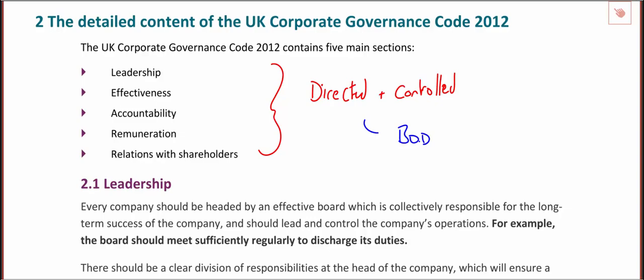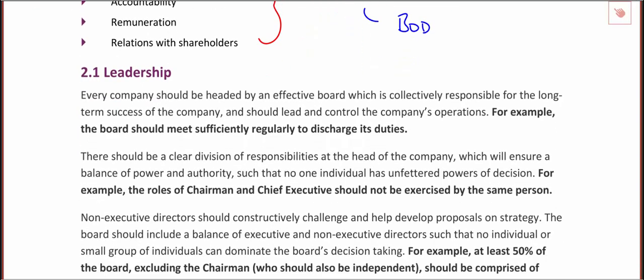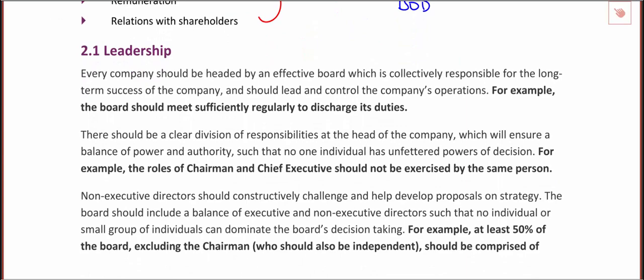We're going to go through those sections one by one. Okay, so the first section, leadership. So we're going to make sure that the head of the business, the board of directors, is effective in terms of its leadership, and also that it has good leadership itself. So we'll run through these. There's an example for each, and they're relatively straightforward.